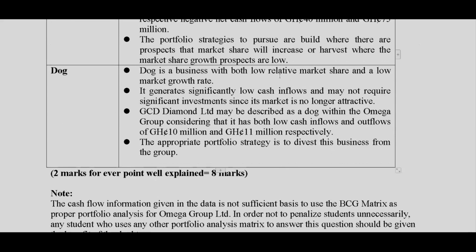So dog is a business with low relative market share and low market growth. It generates significantly low cash inflows and may not require significant investment since its market is no longer attractive. So you see this one, the cash inflows and cash outflows are all very small. When you look at the Omega Group, GCD Diamond has cash inflows of 10 million, cash outflows of 11 million, very small. So the appropriate portfolio strategy is to divest this from the group or sell them. Or if it can be used as a complementary product, maintain.